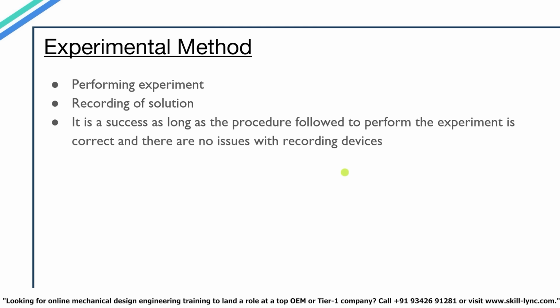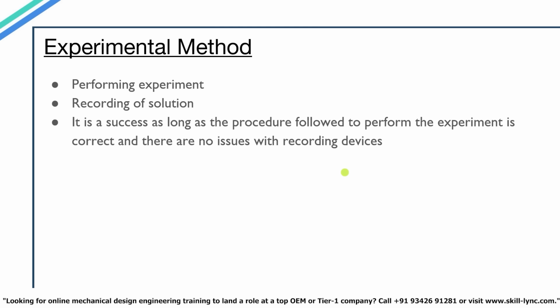So here, as the name suggests, you will carry out actual experiments and record the results to get the solution. So if we take the previous example of a ball dropped from a building, then someone would have to throw a ball from a height of 100 meters and someone would have to record the time it takes for the ball to reach the ground using a stopwatch. So here, as long as the experimental setup is correct and there is no issue with the recording device, the solution would be accurate. But even in this method, there are some issues which might arise, which we will take a look at in a short while again.